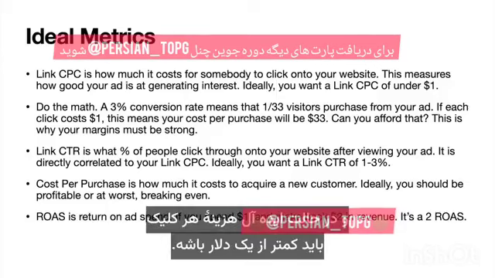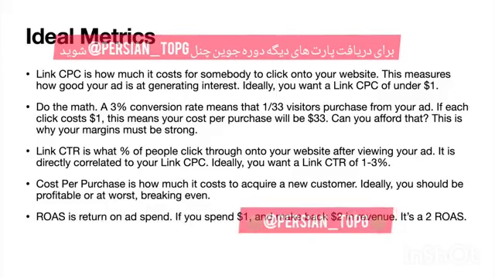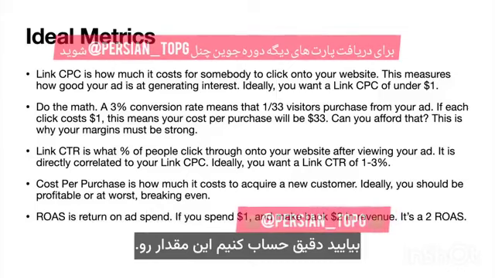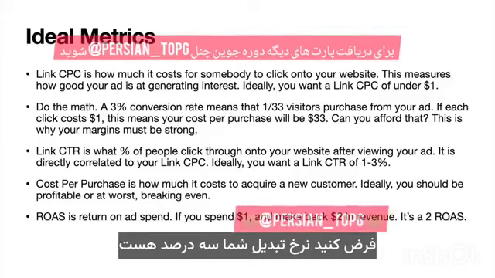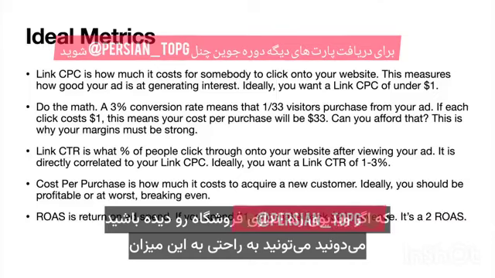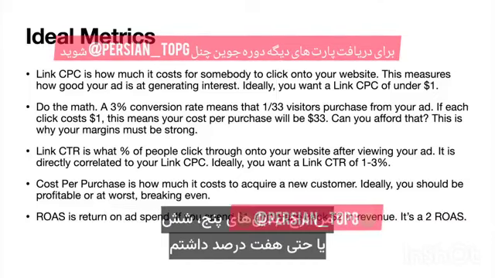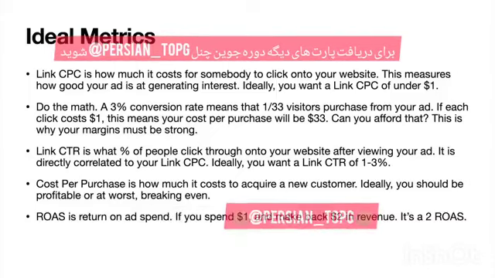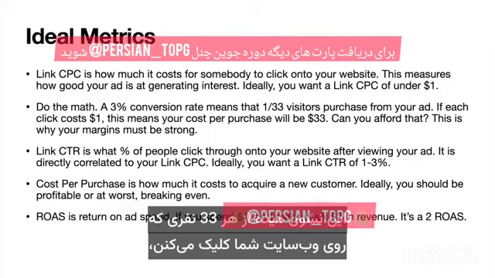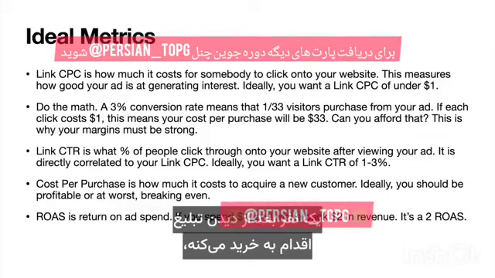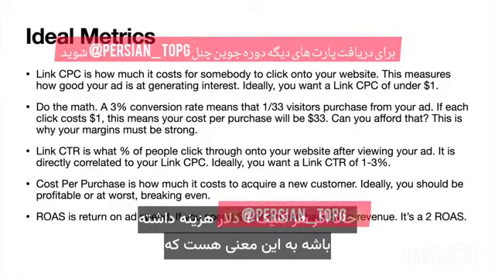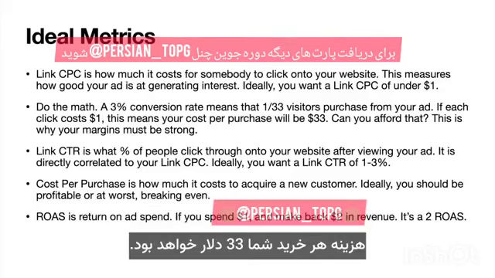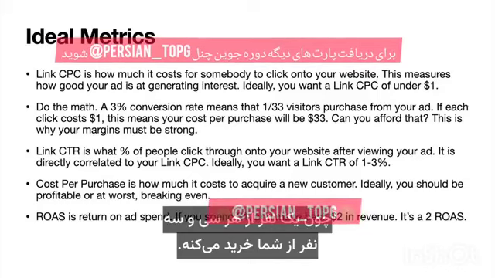And ideally, you want a link cost per click of under $1. The reason for this is you have to really do the math. Let's say you have a 3% conversion rate, which if you follow the store setup video, that's very achievable. I've had conversion rates of 5, 6, 7%. So a 3% conversion rate is very achievable. This means that 1 out of every 33 people that click through to your website after seeing your ad will purchase. Now, if each click costs $1, this means that your cost per purchase will be $33 because 1 out of every 33 people will purchase.